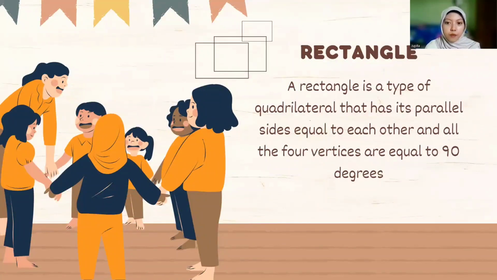After parallelogram, there is a rectangle. What is a rectangle? In Indonesian, we call rectangle persegi panjang. A rectangle is a type of quadrilateral that has its parallel sides equal to each other and all the four vertices are equal to 90 degrees.